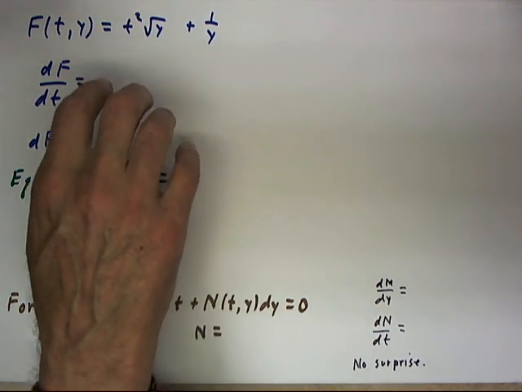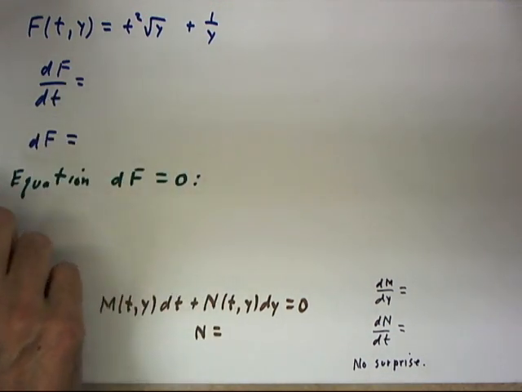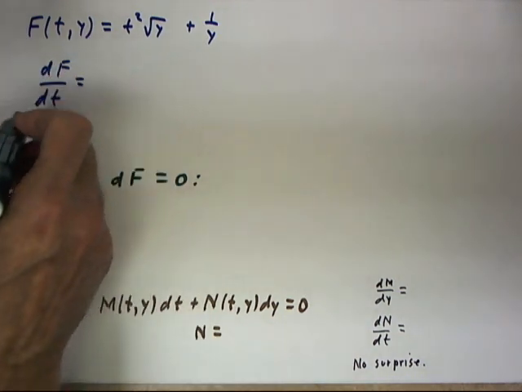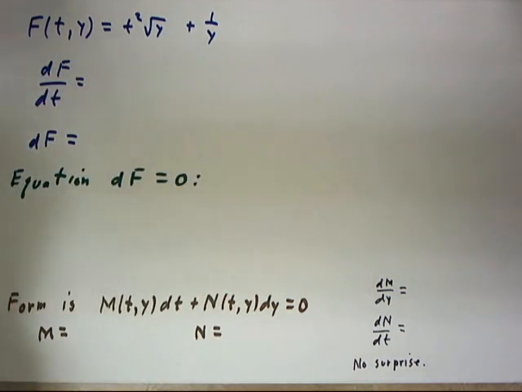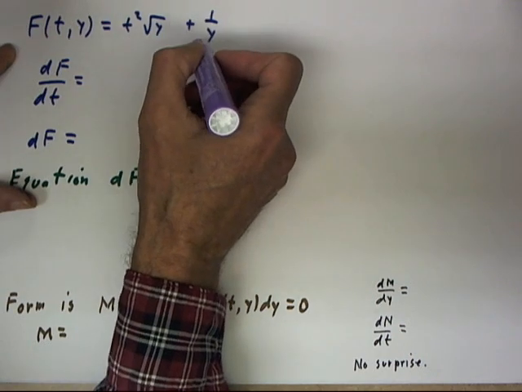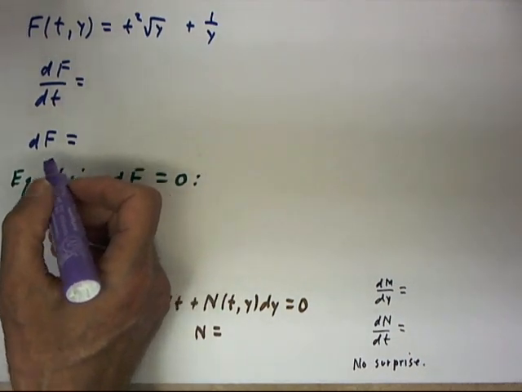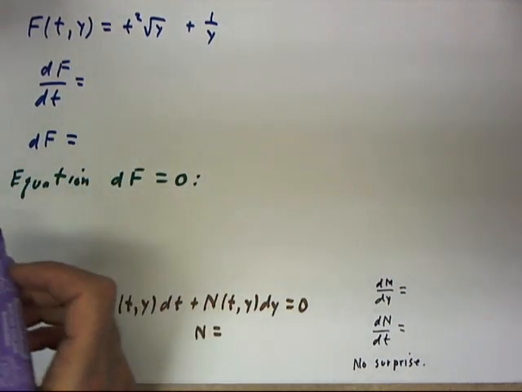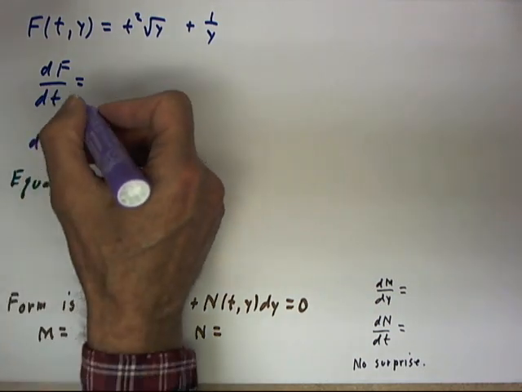We're going to do something here that's completely equivalent to what we did in the last clip with the function h of t,y, but we're going to do it in slightly different notation. So f of t,y is t squared square root of y plus 1 over y. Okay? So df dt is what?